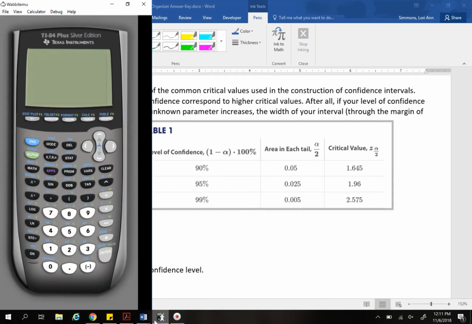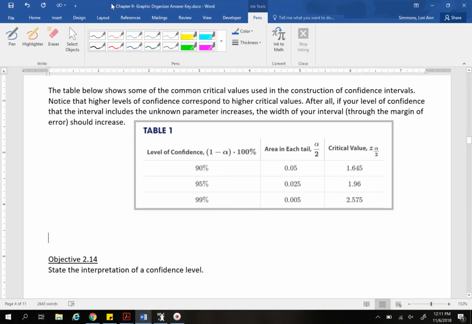So let's use number 8 on our calculator sheet to verify. I'd first like you to figure out what the alphas are in each of these, kind of like we did up above. So this is 10%, convert it to 0.10. What remains from 100% is 5%, convert that again to a decimal, and then 1%, and convert that to a decimal.